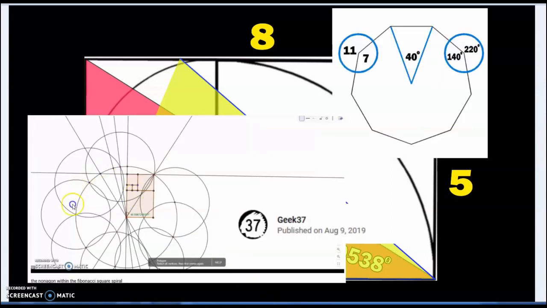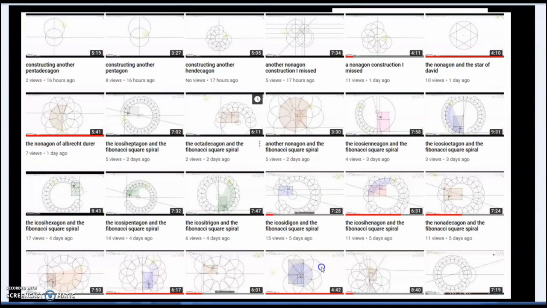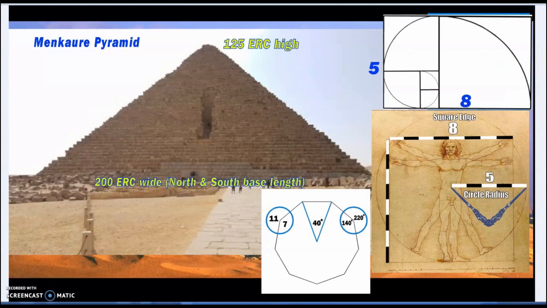Now I'll try to remember to share the link. Geek37 channel, he does a lot of geometry as well. I shared that idea with him of the nonagon and Fibonacci numbers, and then he just went off. He exploded. And he was looking at all sorts of other approximations, using that method, of all sorts of different polygons as well. So that was nice to see.